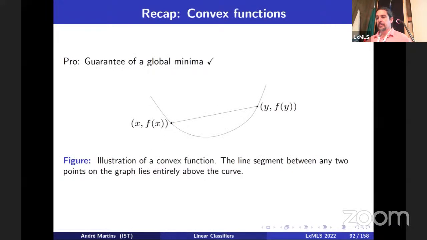All right. So let's recap. If you have a convex function, I think Mario talked about this yesterday, you have the property that if you pick two points in the graph of the function, then the straight line that connects the points is always above the graph of the function.